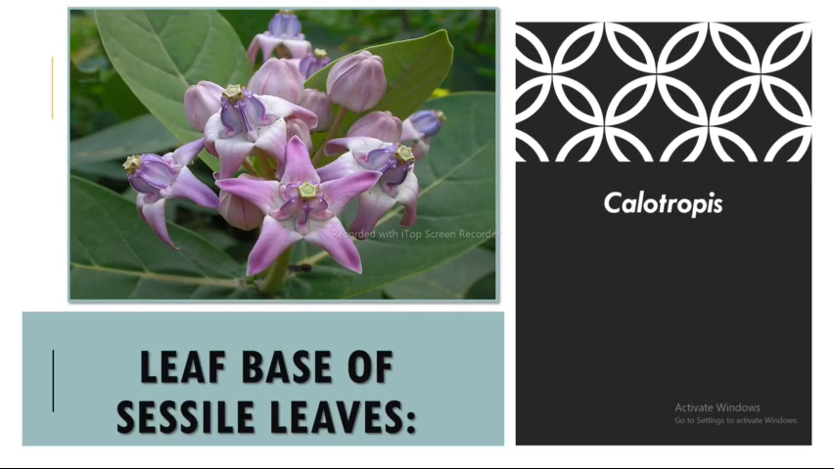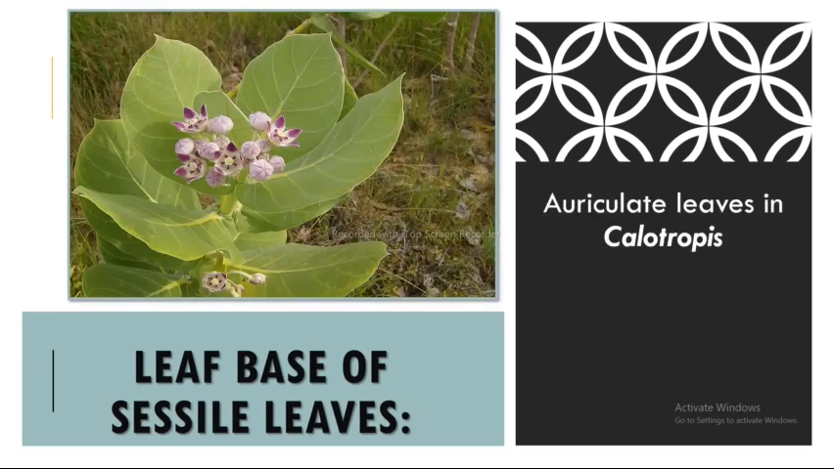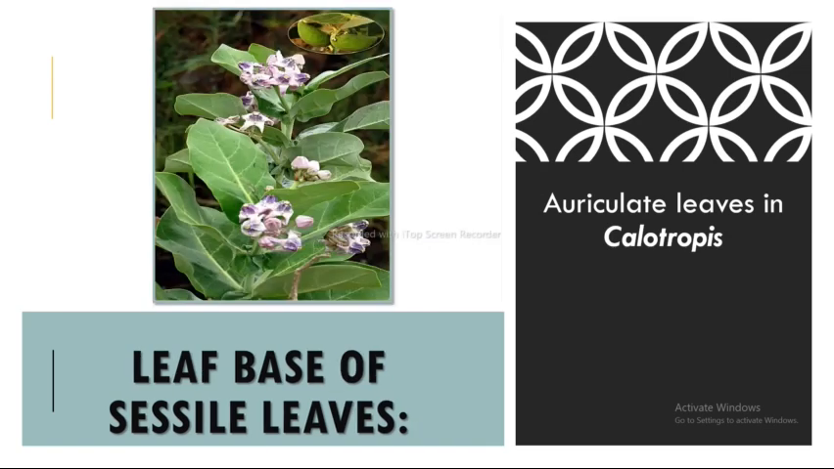Leaf base of the sessile leaf, so this is the Calotropis. In this figure you can see that these are the auriculate leaves in Calotropis. So auriculate leaves are mostly leaf with expanded bases which are surrounding the stem, and the example of these leaves is Calotropis. Again, these are the auriculate leaves in the Calotropis.